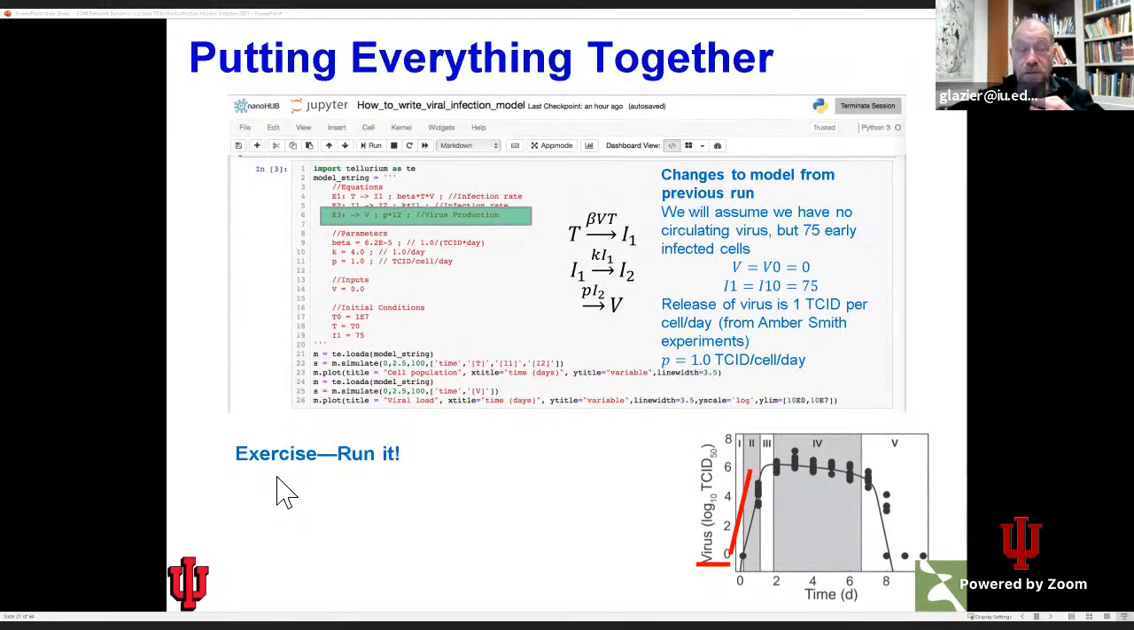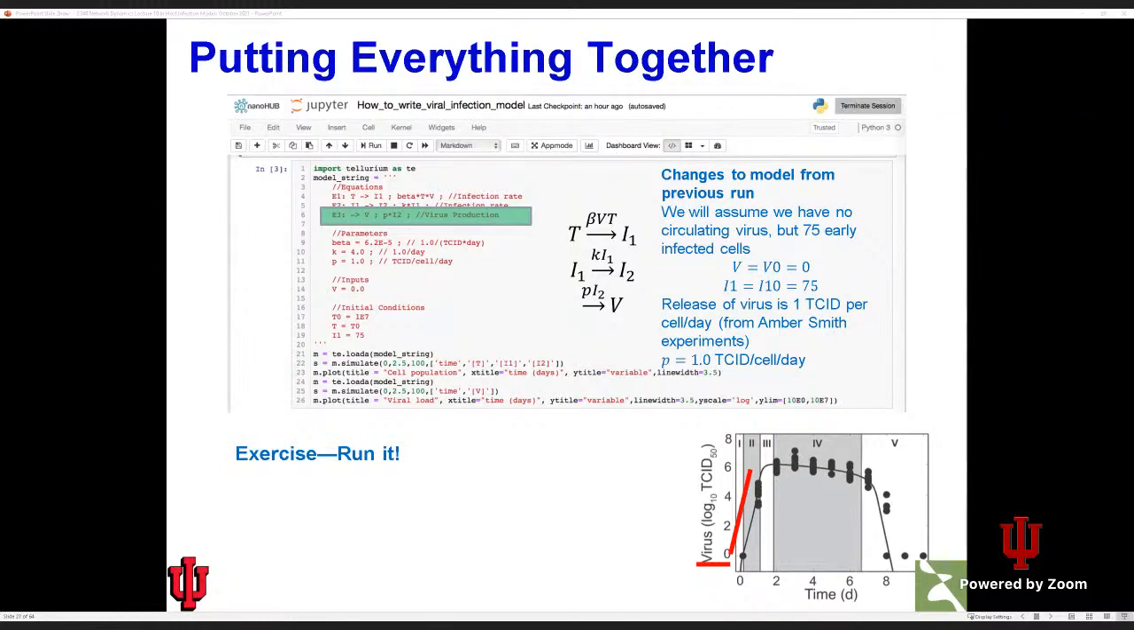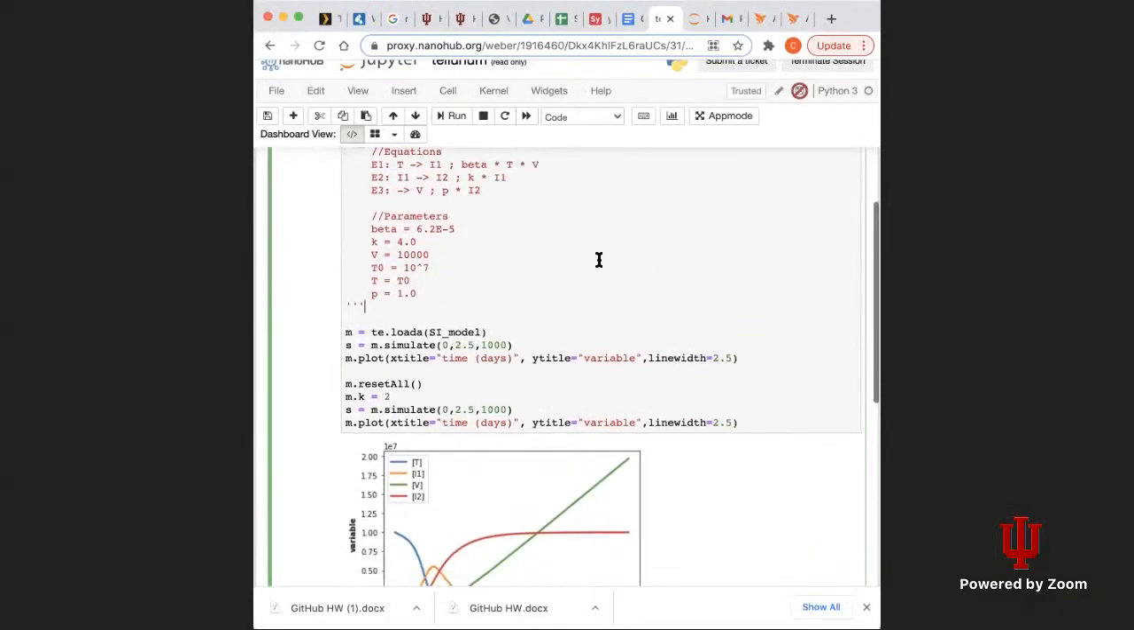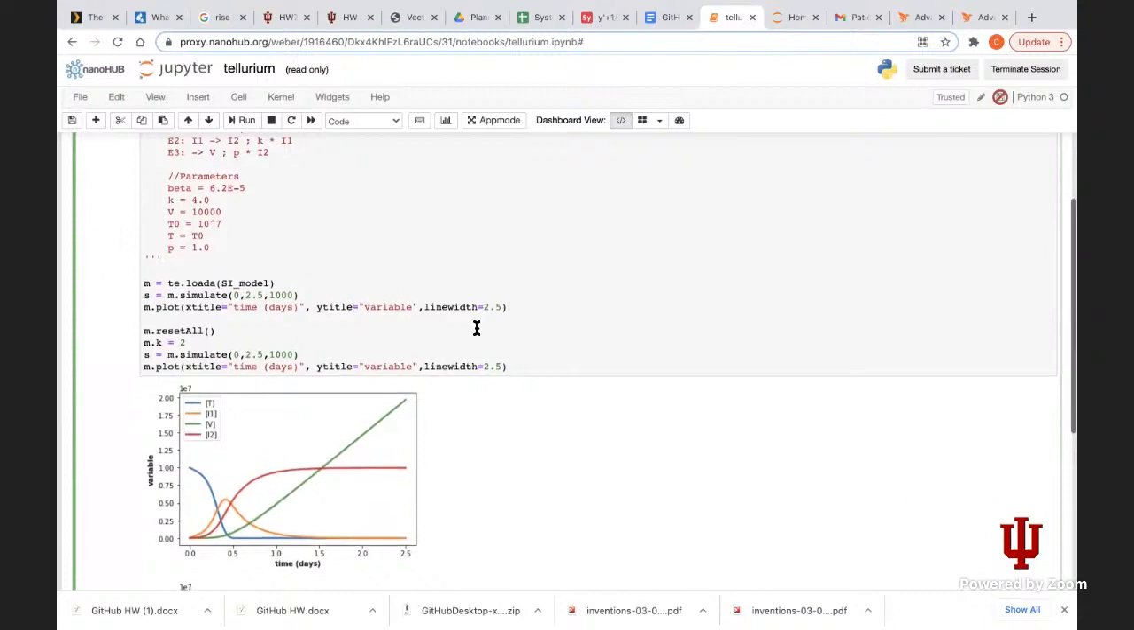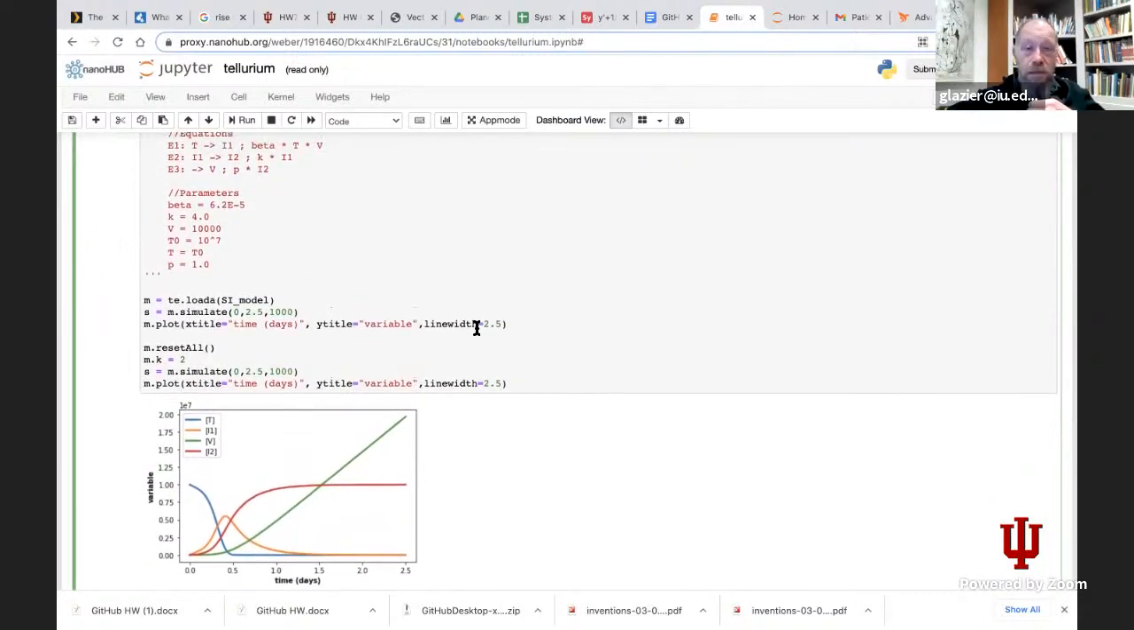And now in principle, we should have something that we can actually compare to the experiment because we have the beginning of this viral load curve. All right, does somebody want to show that? Screen share that. I can share mine. Great, thank you. This is what mine looks like. Okay, that looks fine.